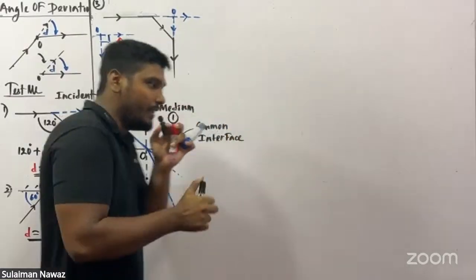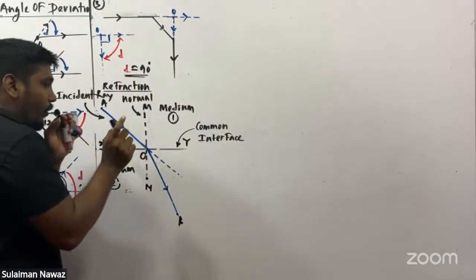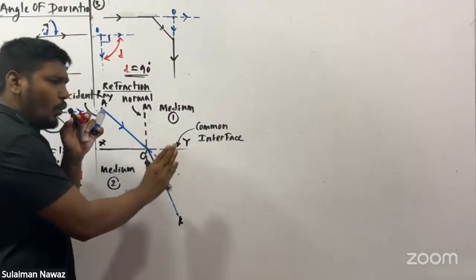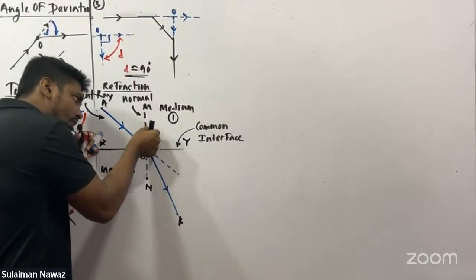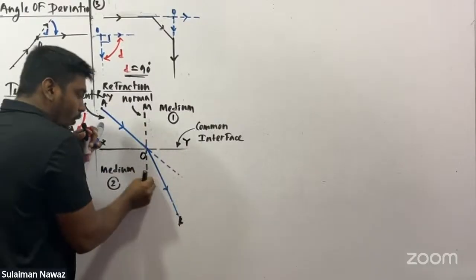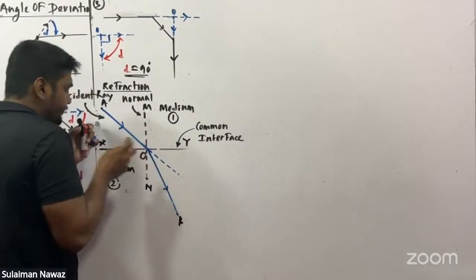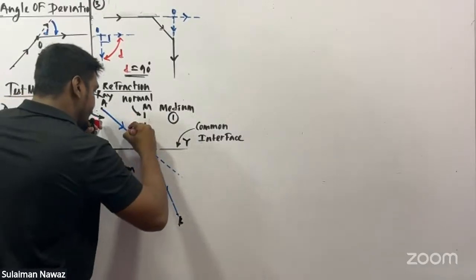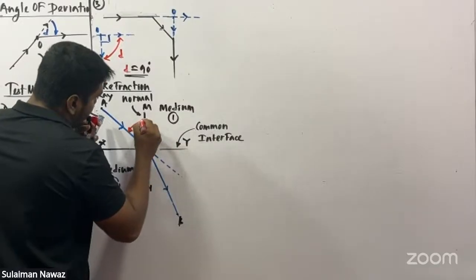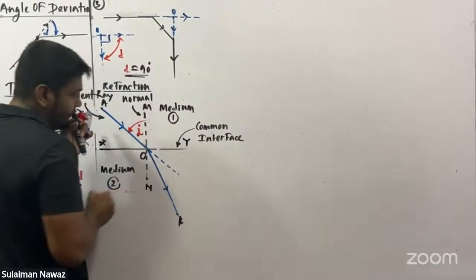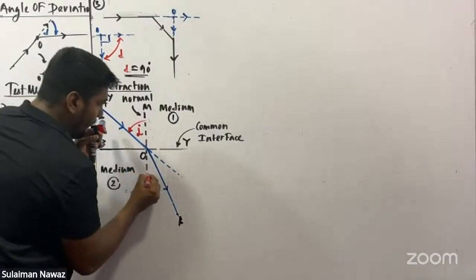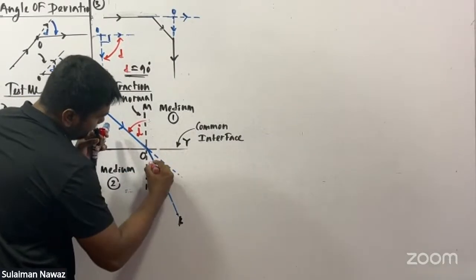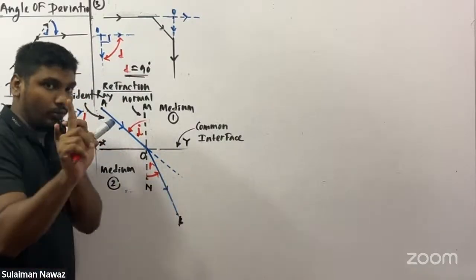You don't be that. Remember, the incident angle and the refracted angle are both measured from the normal, to the incident ray and to the refracted ray. If you measure the angle from the normal to the incident ray, this is what we call the incident angle, small i. If you measure the angle from the normal to the refracted ray, this is what we call small r.